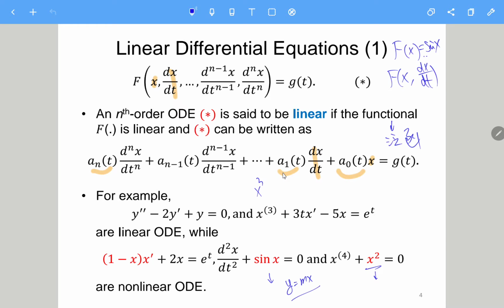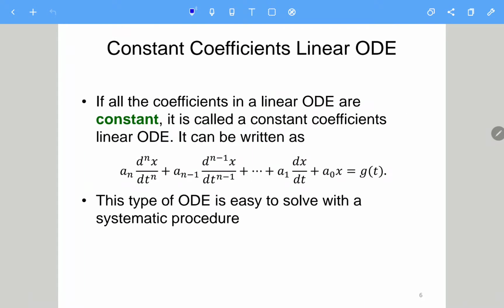is not easy enough to solve. At least for an arbitrary linear differential equation, we may not be able to solve it. So there is one specific type of linear ODE which is easy to solve. We have a systematic way to solve it. Is that the constant coefficient linear ODE?